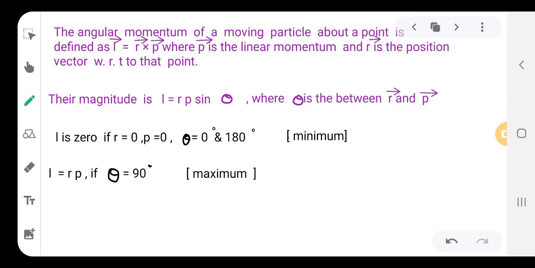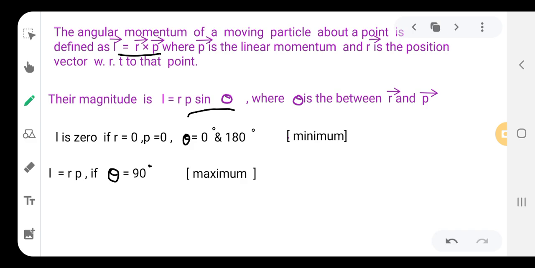The angular momentum of a moving particle about a point is defined as L equal to r cross p, where p is the linear momentum and r is the position vector with respect to that point. Therefore, its magnitude is given by L equal to rp sin theta, because sin theta is for the perpendicular direction. Always the perpendicular we will have to take.